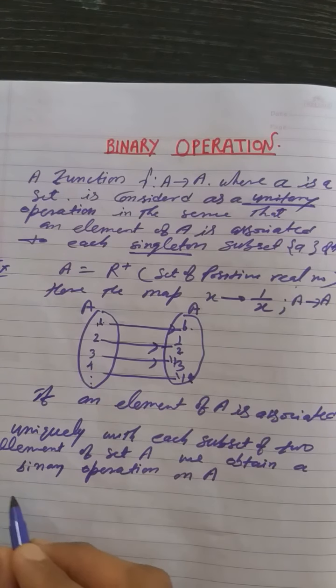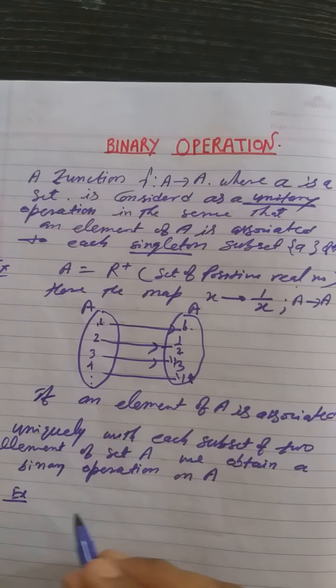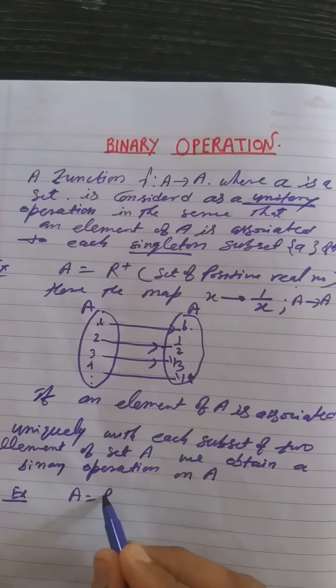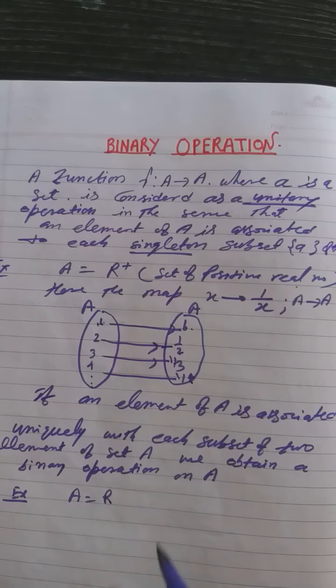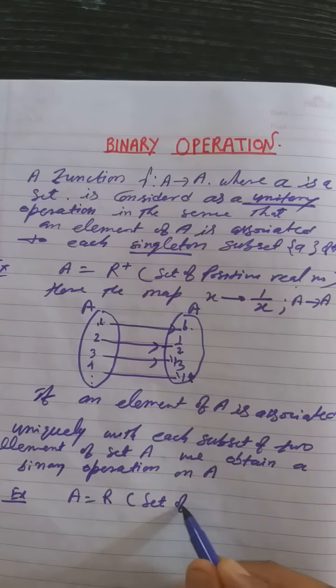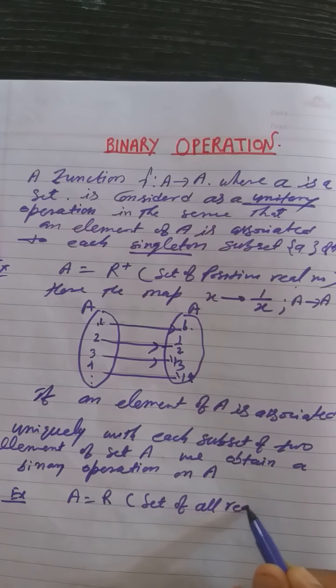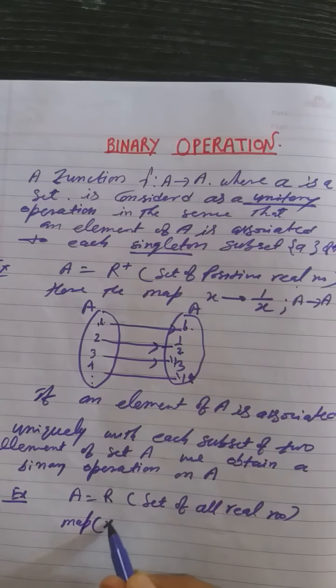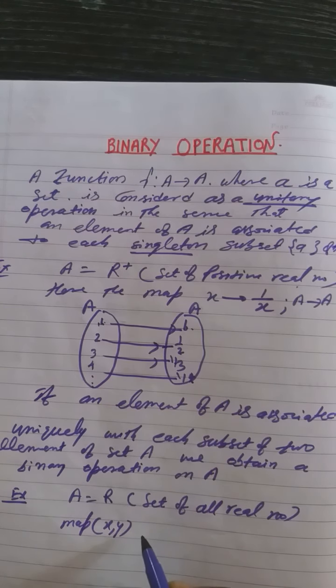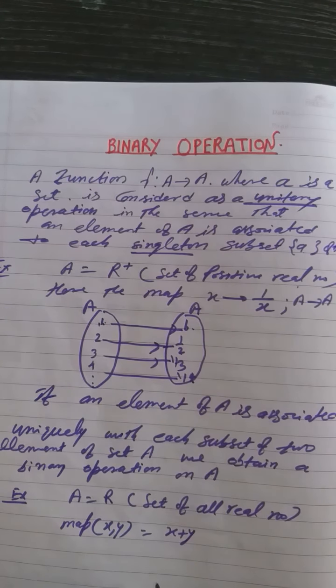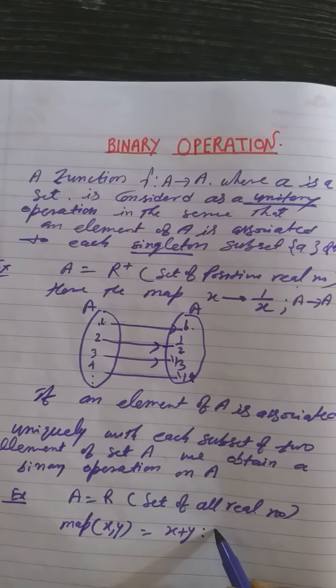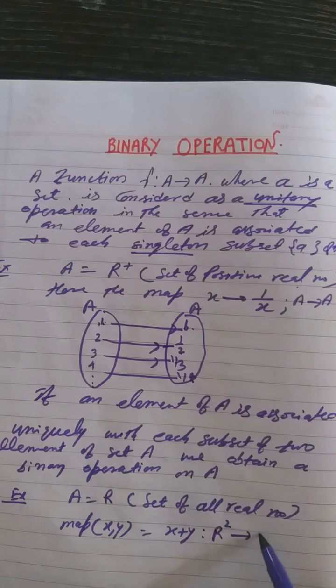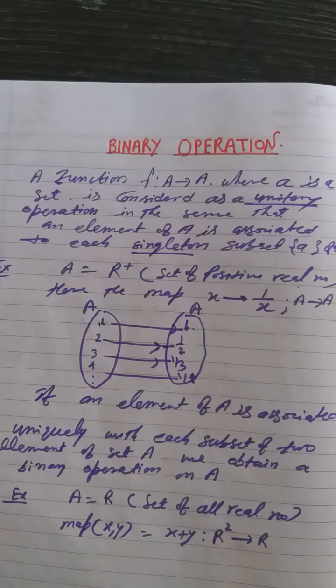Let A equal to R, a set of all real numbers. Here the map (x, y) to x plus y, such that R squared to R, right? This is a binary operation.